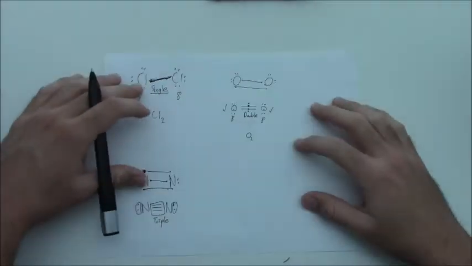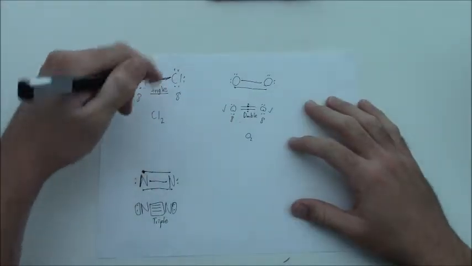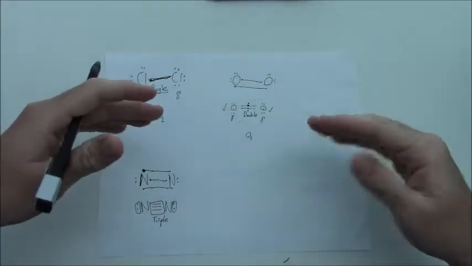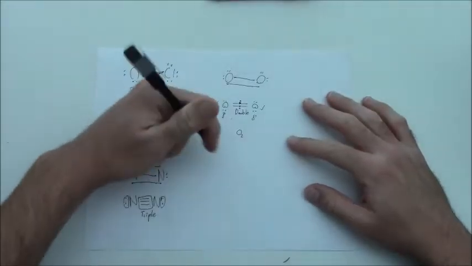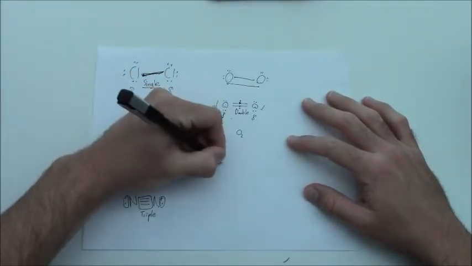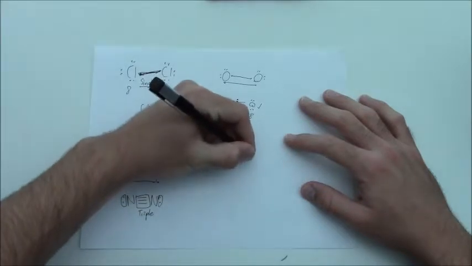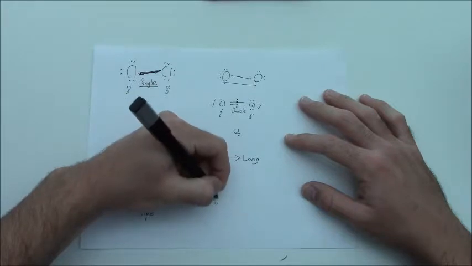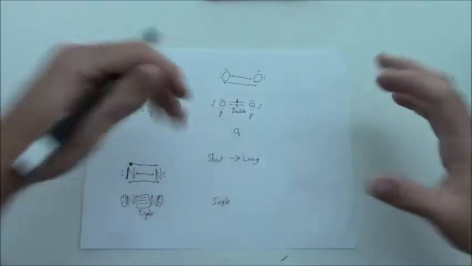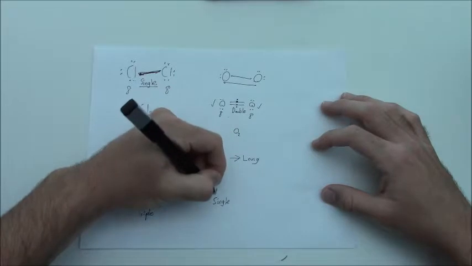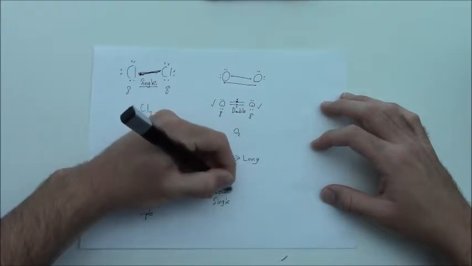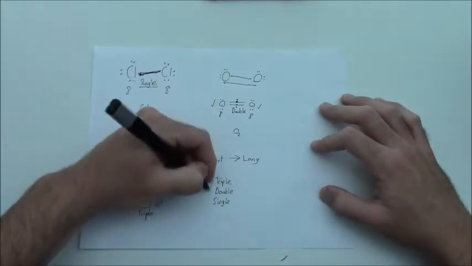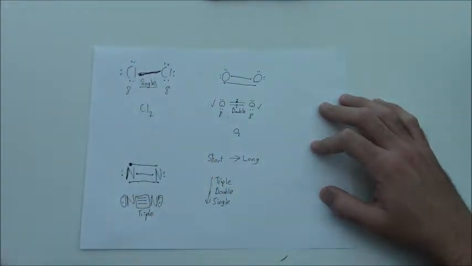So a quick note about the lengths of these bonds. As you might imagine, the single bond, because it's only one metaphorical piece of rope holding 2 atoms together, will be the longest. So in terms of length, from shortest to longest, the longest will be the single, then the double, then the triple. I'm talking about each individual bond. We have short to long.